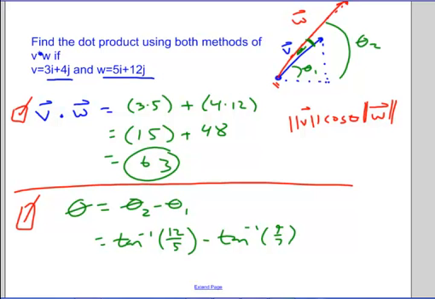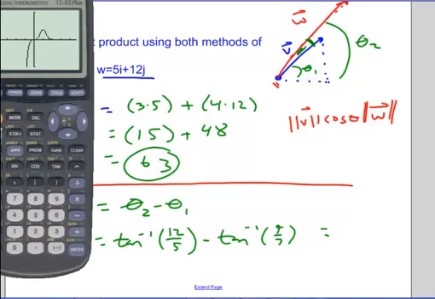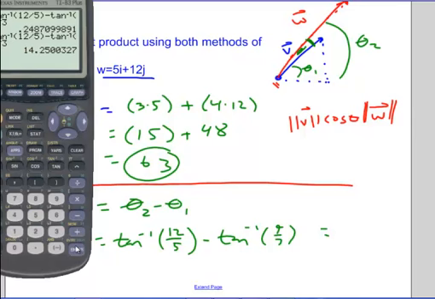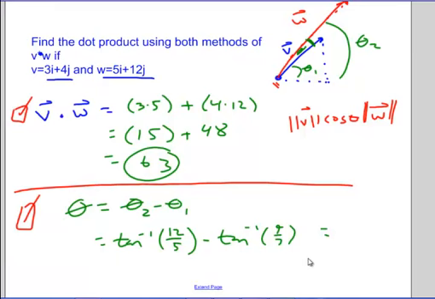And of course we're going to need to use our calculator for this. So tan inverse of 12 over 5, and I'm going to make sure that I'm in degrees, minus tan inverse of 4 over 3. So we get that it's 14.25 degrees.